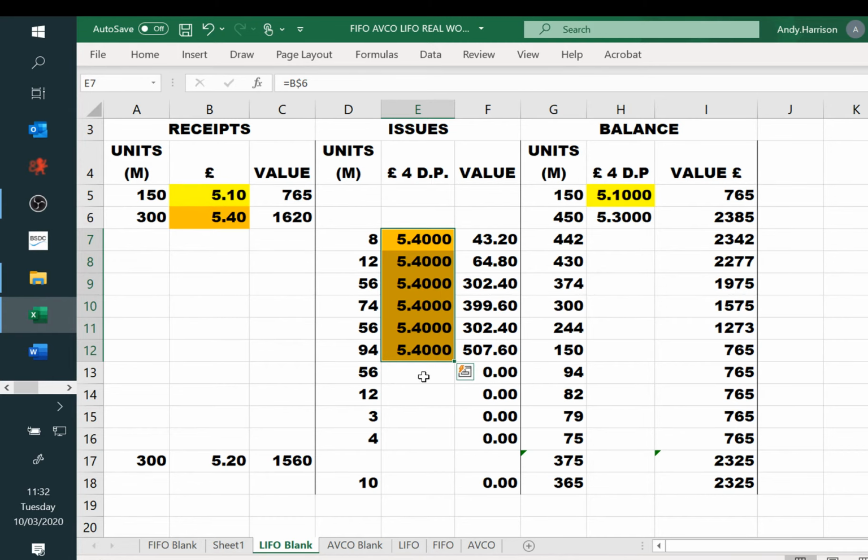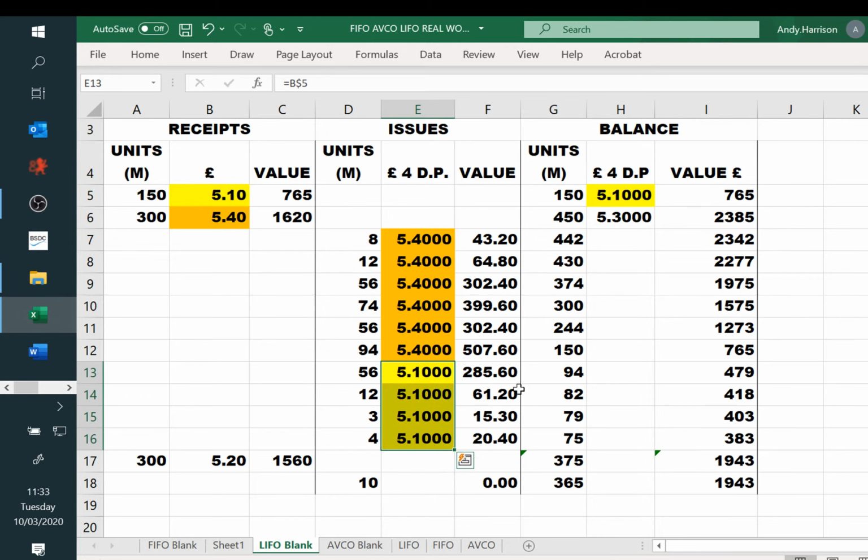So we now issue at £5.10, because that's the only roll possible. It might be the older roll, but it's the newest roll possible. So with this calculation, we'll just continue it and we'll see the pattern.